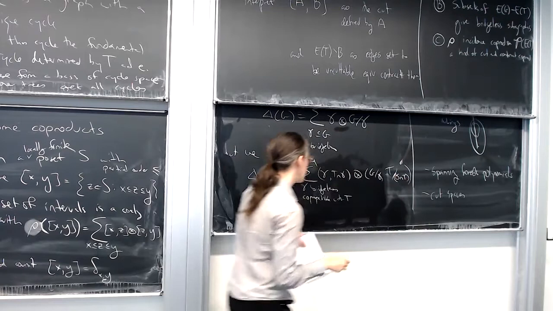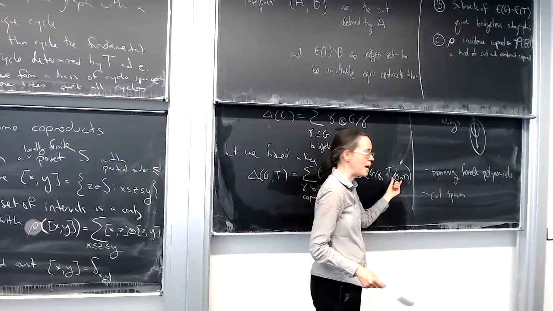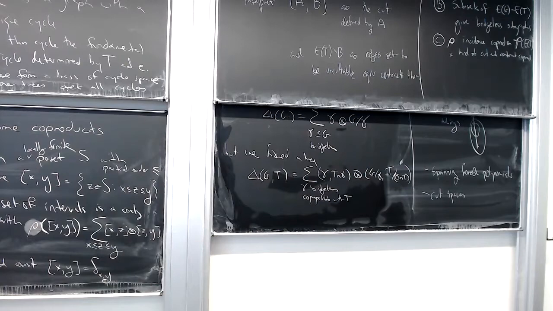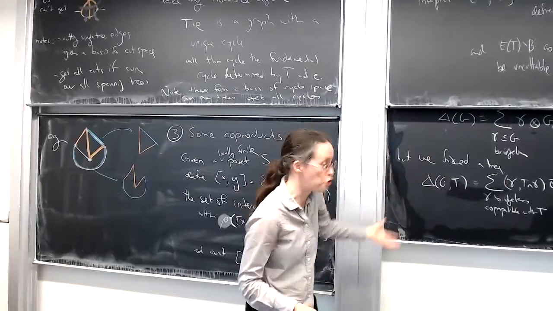And now what does compatible mean in this case? Well, compatible means that this guy and this guy are still both spanning trees of their respective graphs. But that corresponds exactly to the fact that they're sets of cycles that you could obtain out of the fundamental cycles, because they're the ones that are built out of the bits of tree, basically. So there's another way I can write this coproduct.